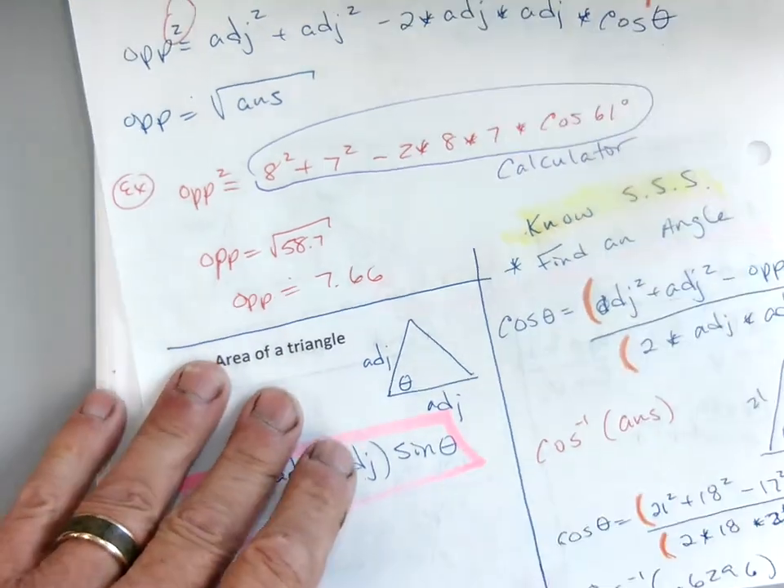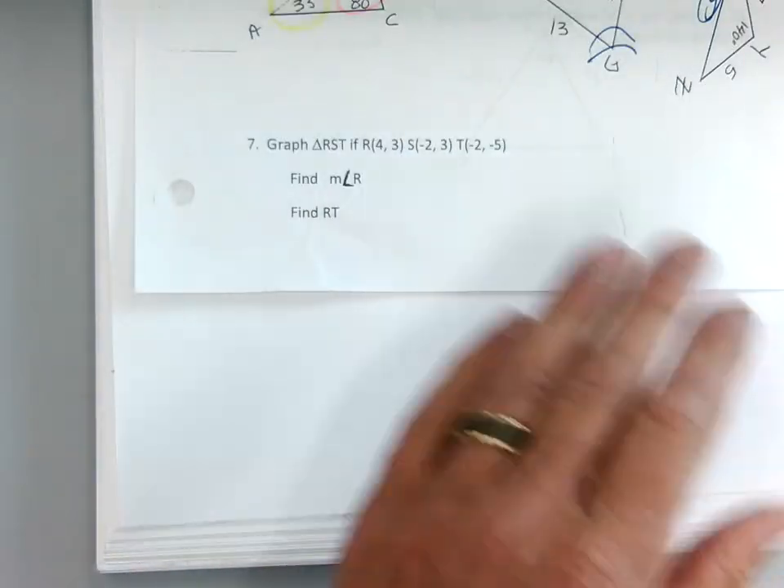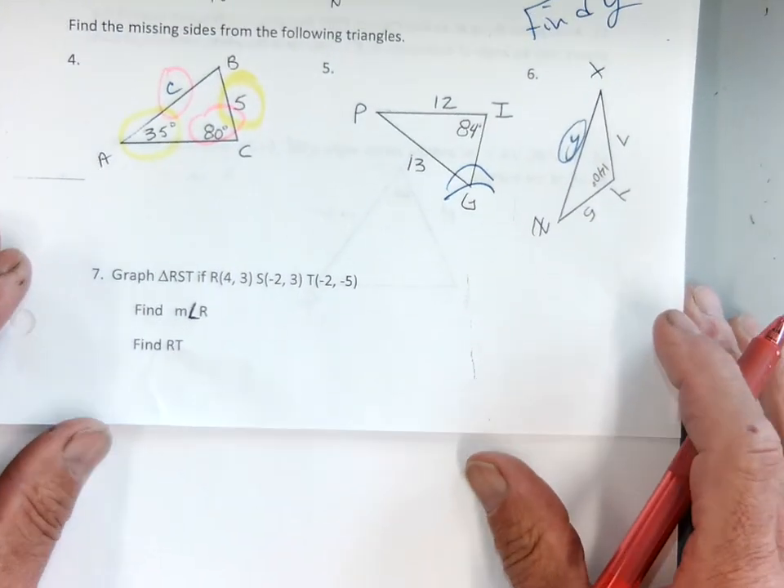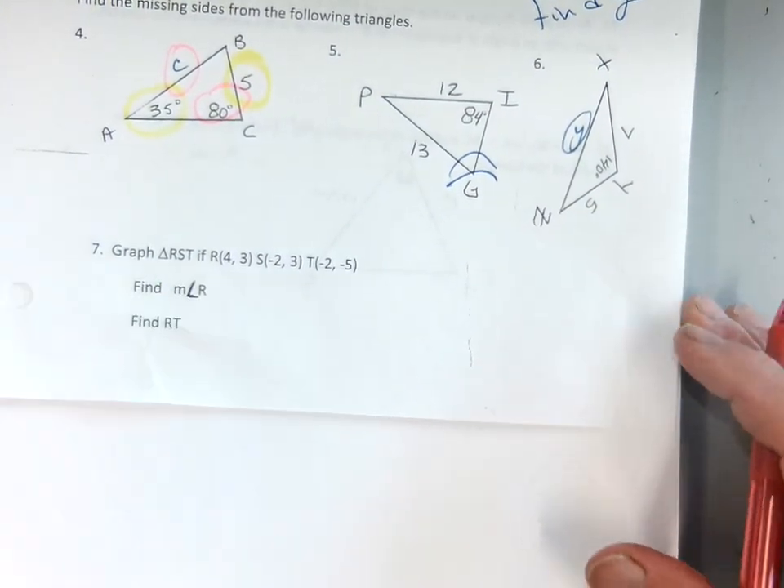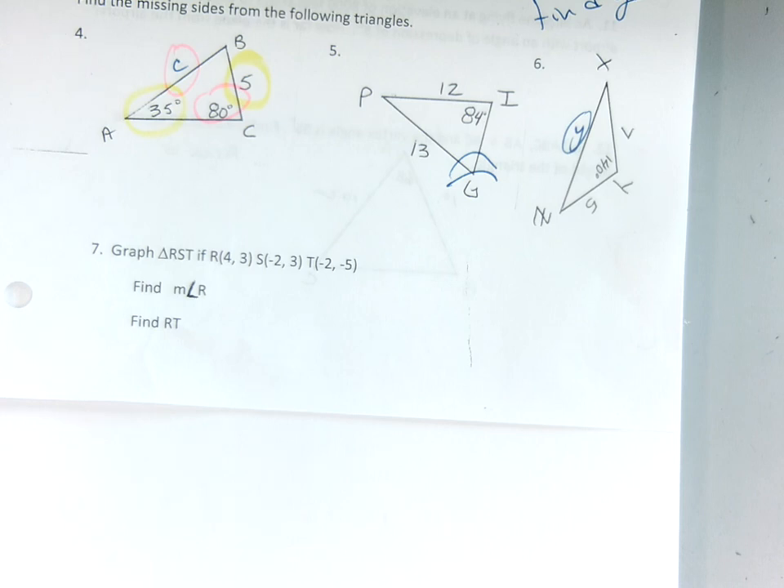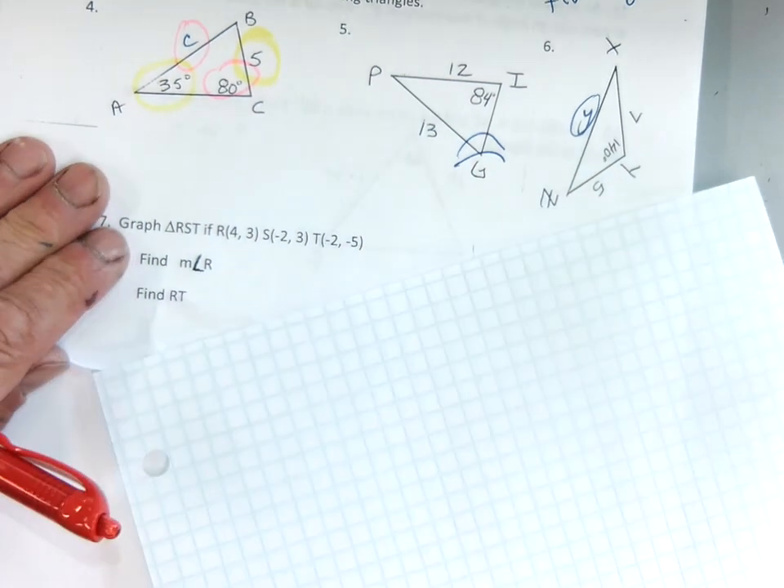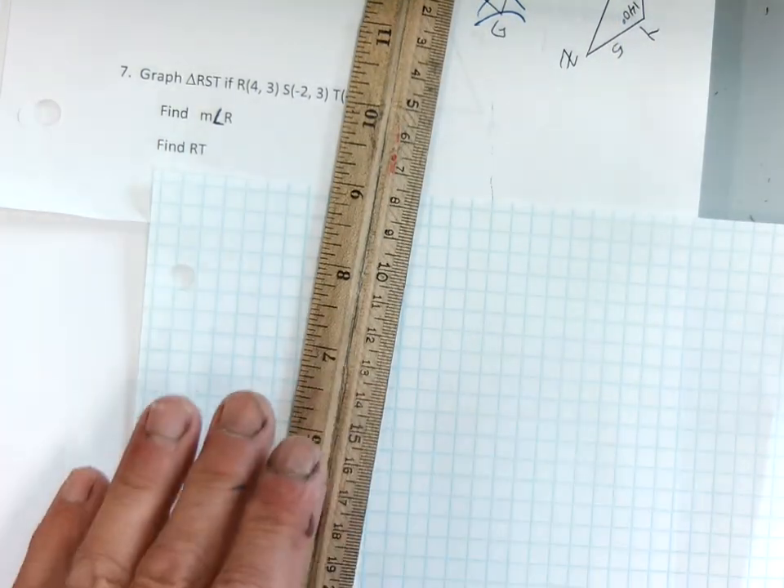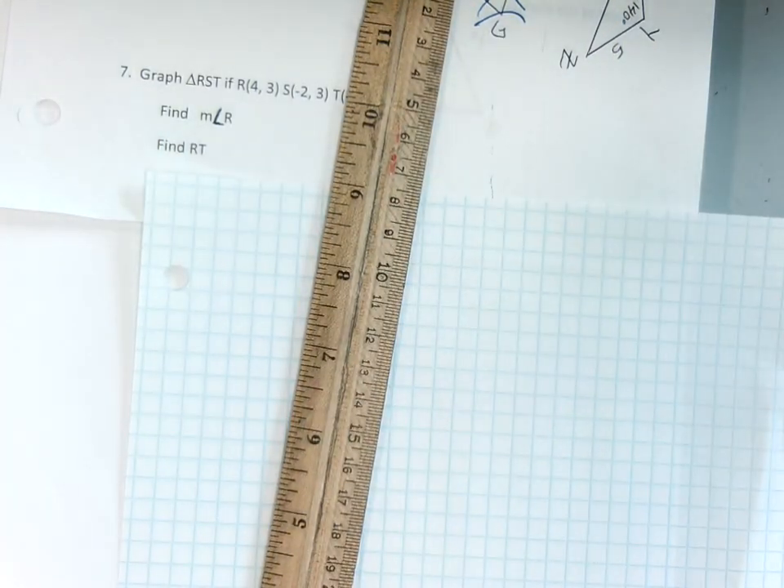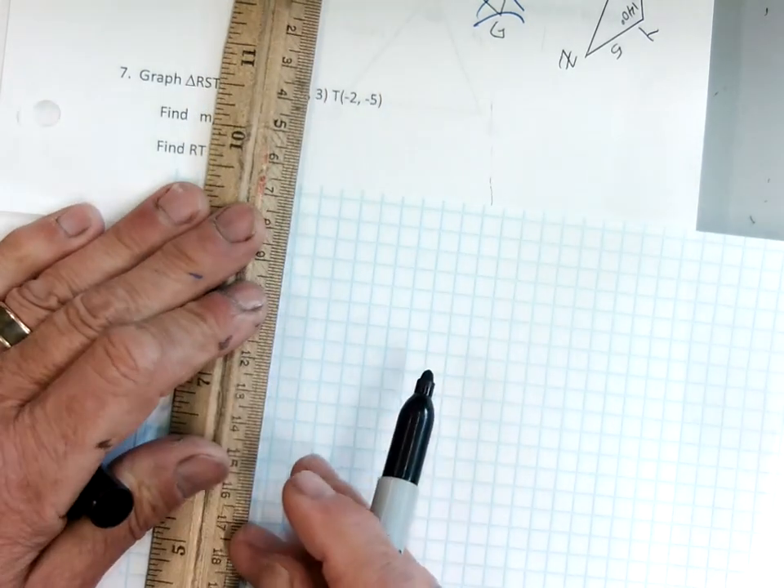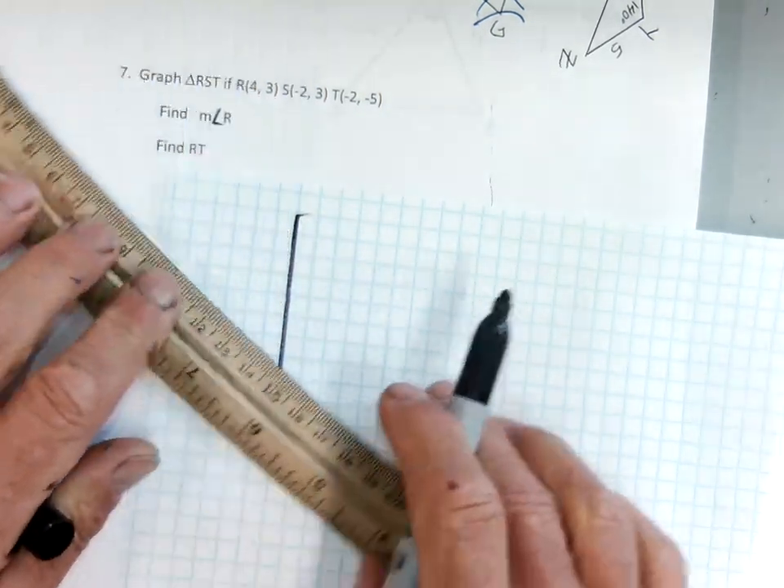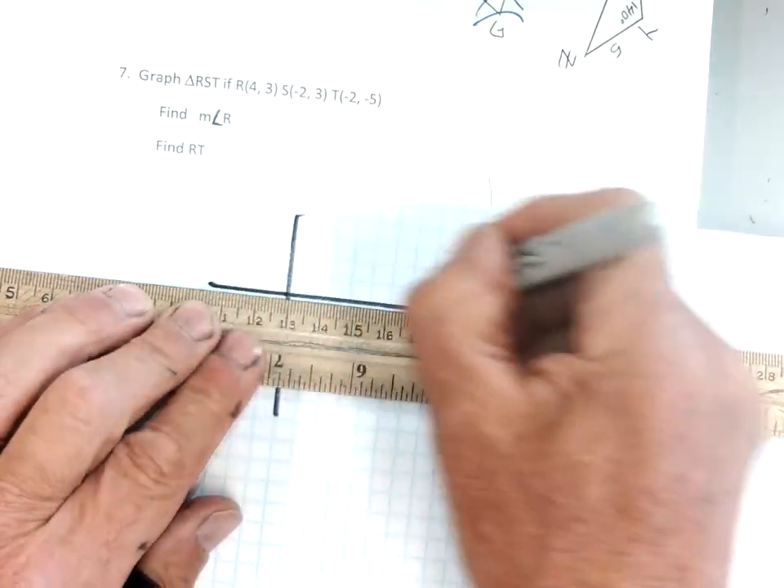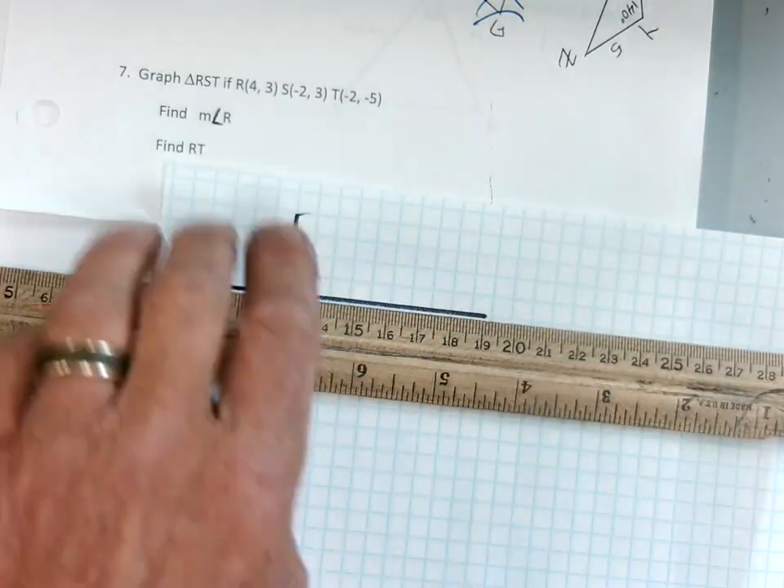Let's look at the next one, okay? So, all right. Okay, number 7, graph. Let's see, I need a piece of graph paper. I've got that handy. There we go. Okay, I'm gonna graph this. Let's see what I got. Number 7.